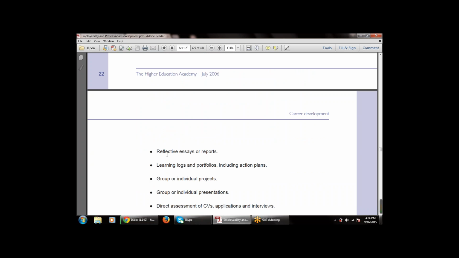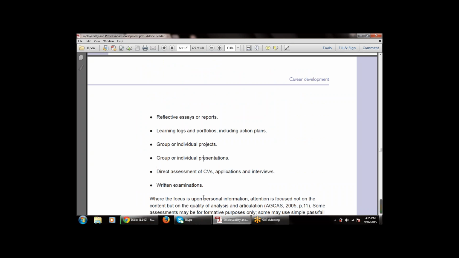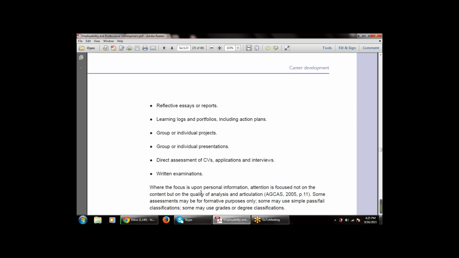First is the reflective essay or report, then the learning logs and portfolio, including the action plan, group or individual projects, then group or individual presentations, then direct assessment of CVs, applications and interviews, then written examination. The focus is not on the personal information but on the quality of the analysis, not the quantity, that is, the quality of the work.